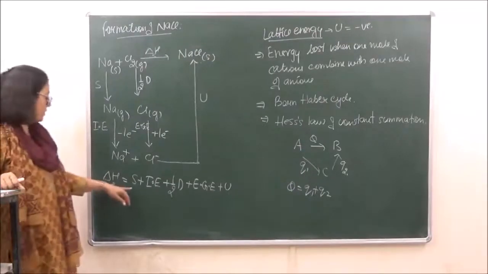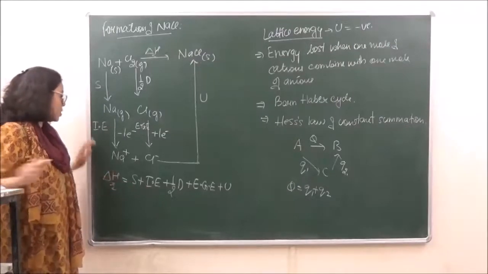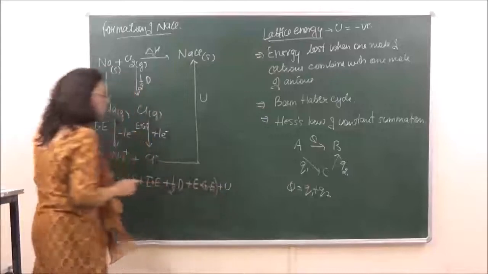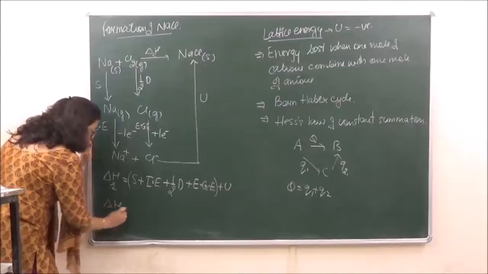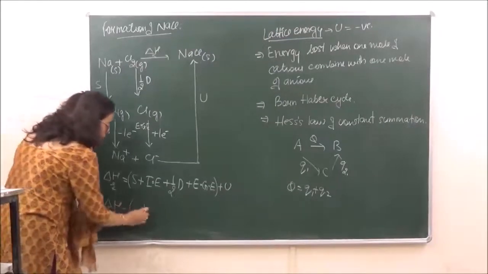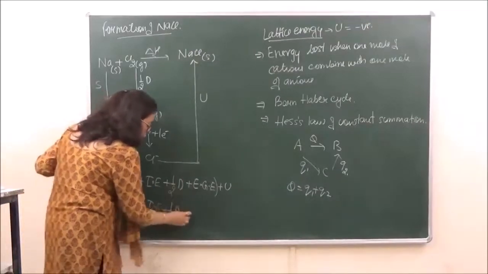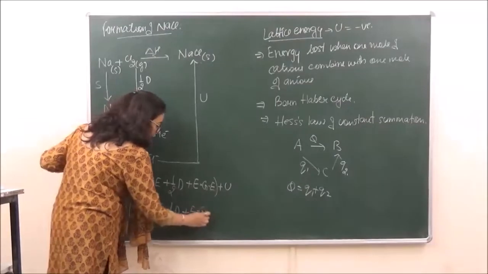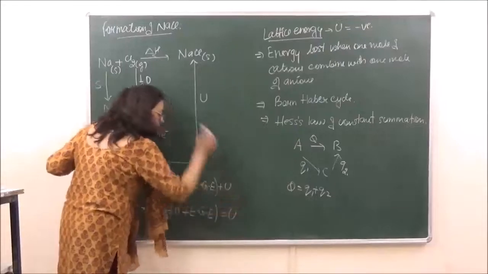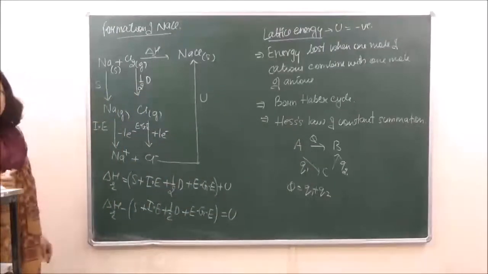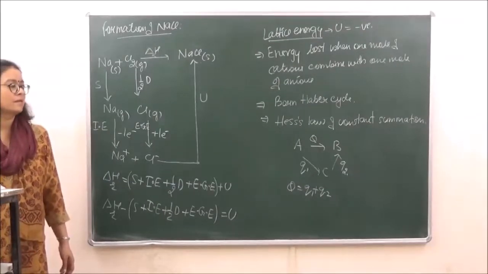Okay? From this data, we can calculate the lattice energy. Lattice energy will become equal to what? Delta H, if we are taking this in bracket, so lattice energy will become equal to delta H minus sublimation energy plus ionization energy plus half of dissociation energy plus electron gain enthalpy, that is equal to the lattice energy. So this is how we calculate lattice energy on the basis of Born-Haber cycle.